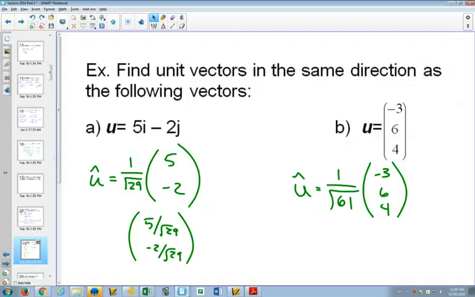So you find the length of A is the square root of 29, and you could write your unit vector that way. Your length of B is the square root of 61.